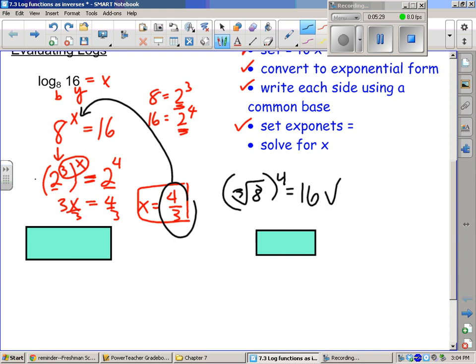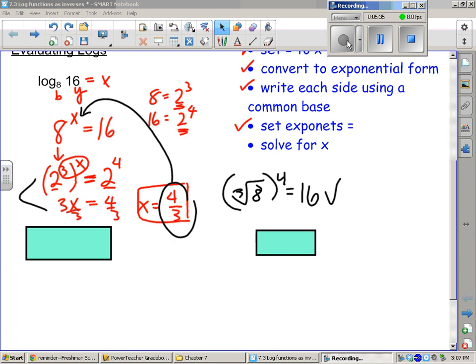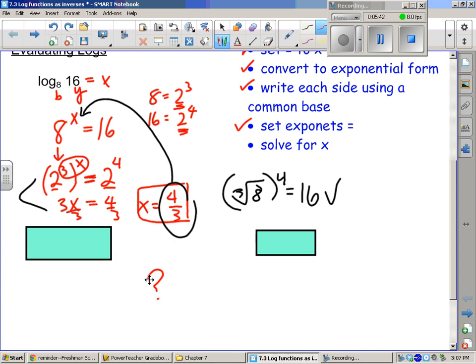So in the past, I've noticed kids have a hard time going from this step to this step. If you think about it, you have the same base raised to exponents, and there's an equal sign in between. If you've got some number to a power and there's an equal sign in between, as long as those numbers are the same, then the powers have to be the same, and that's how we got 3x equals 4. We'll talk more about that later.